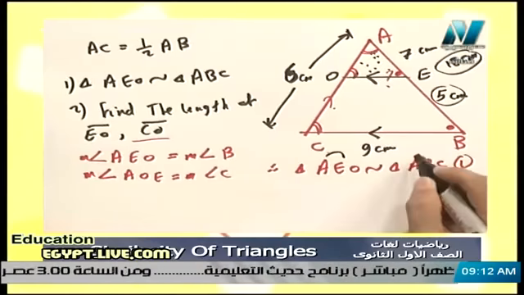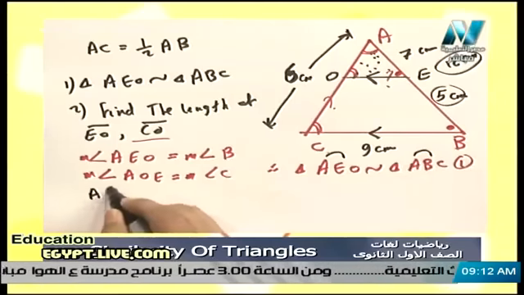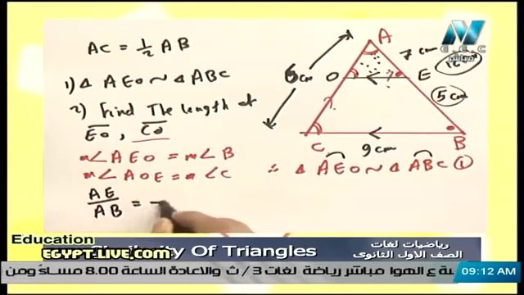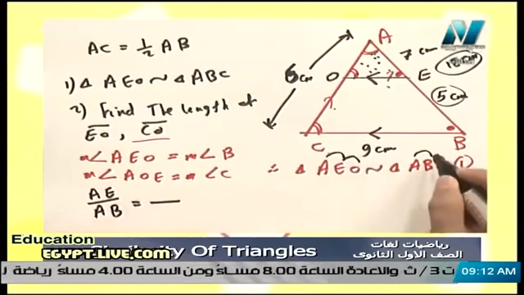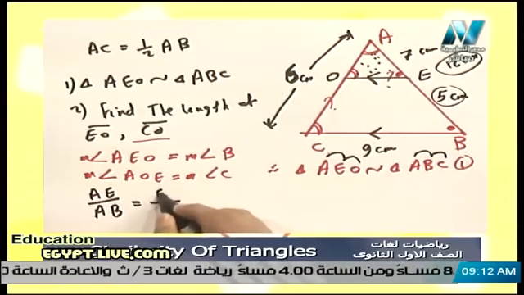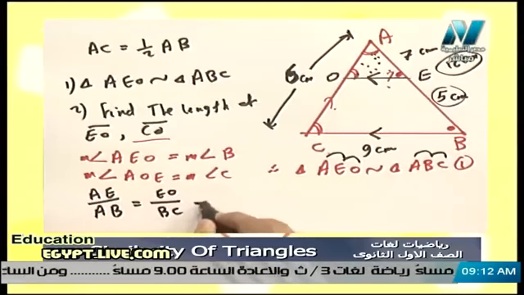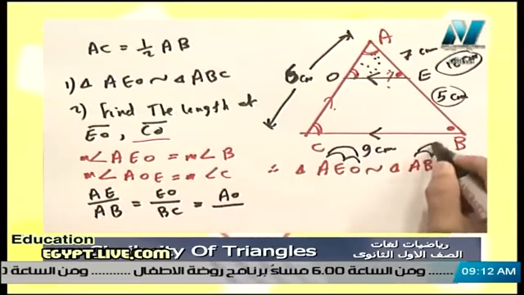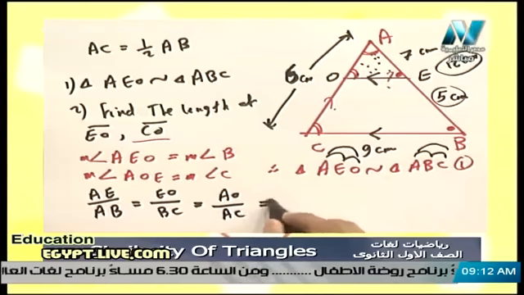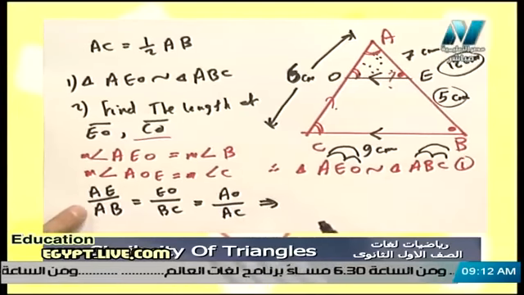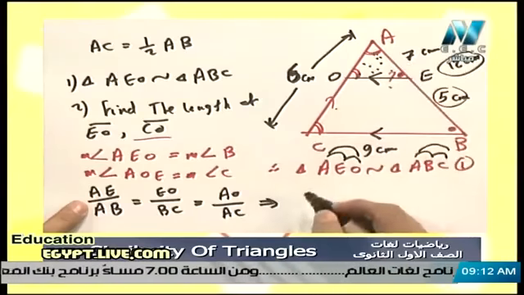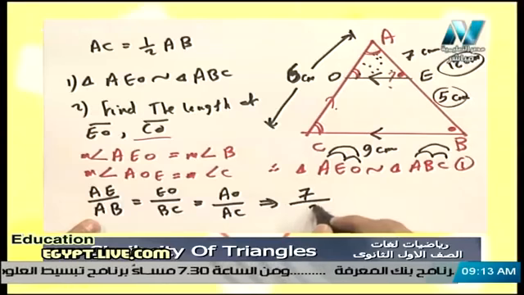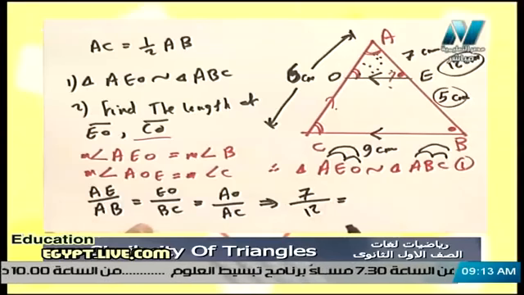Show AE over AB from similarity. AE over AB equals EO over BC equals AO over AC. Put the length. Where is AE? AE here is 7 over AB, which is 12, equals EO.